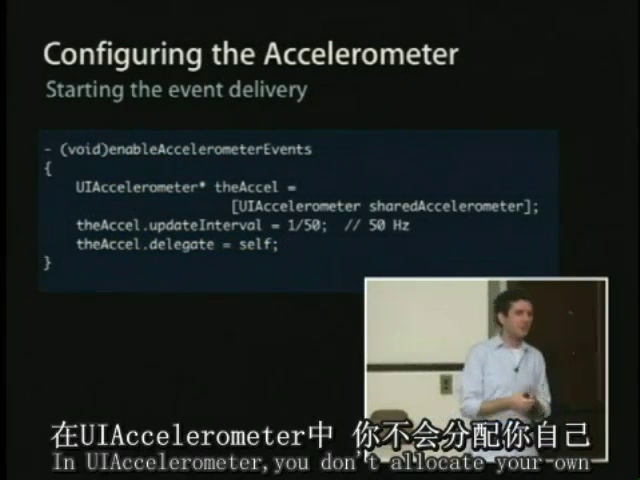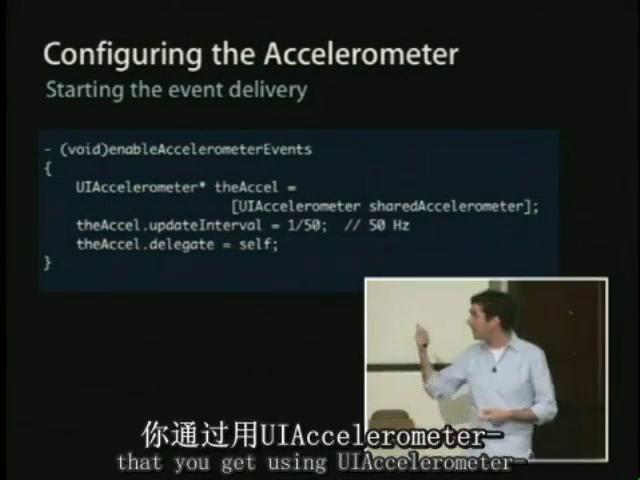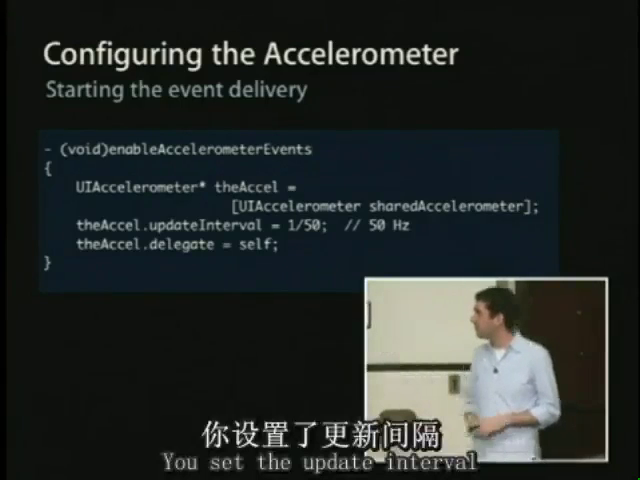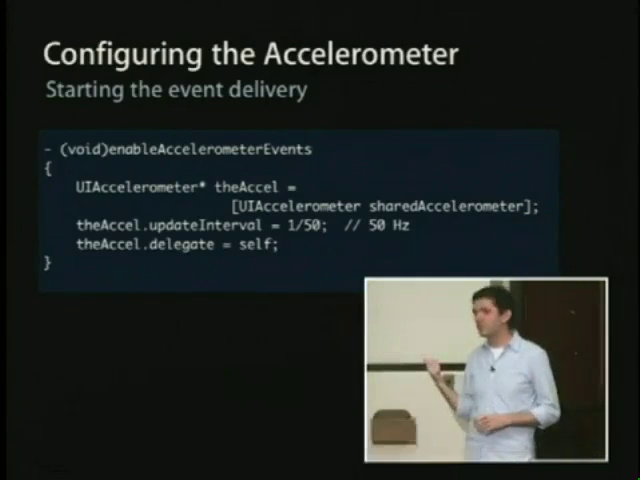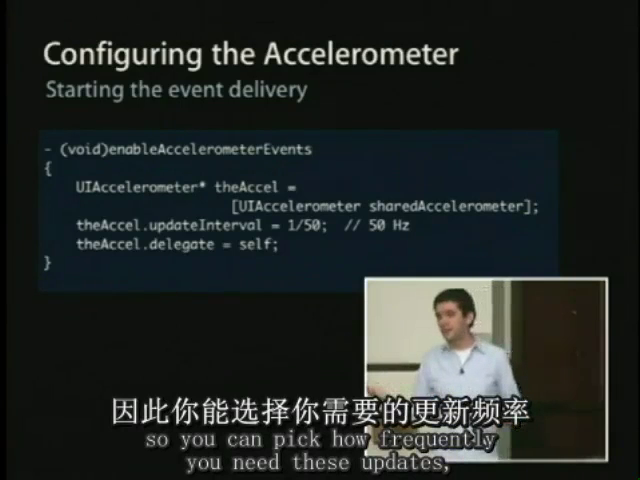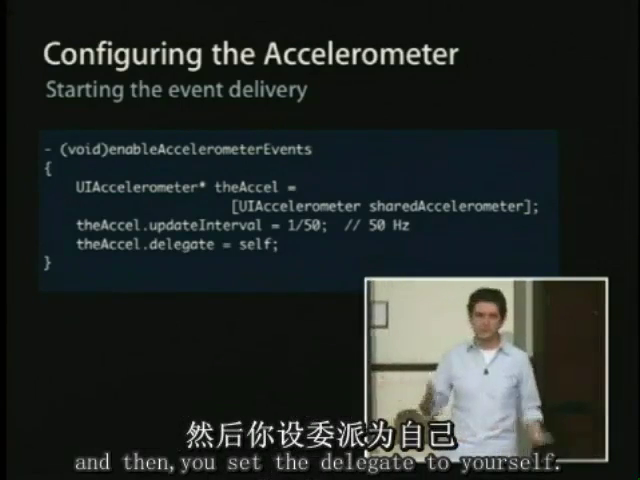With UIAccelerometer, you don't allocate your own. There's a singleton one that you get using UIAccelerometer sharedAccelerometer. You set the update interval so you can pick how frequently you need these updates. And then you set the delegate to yourself.